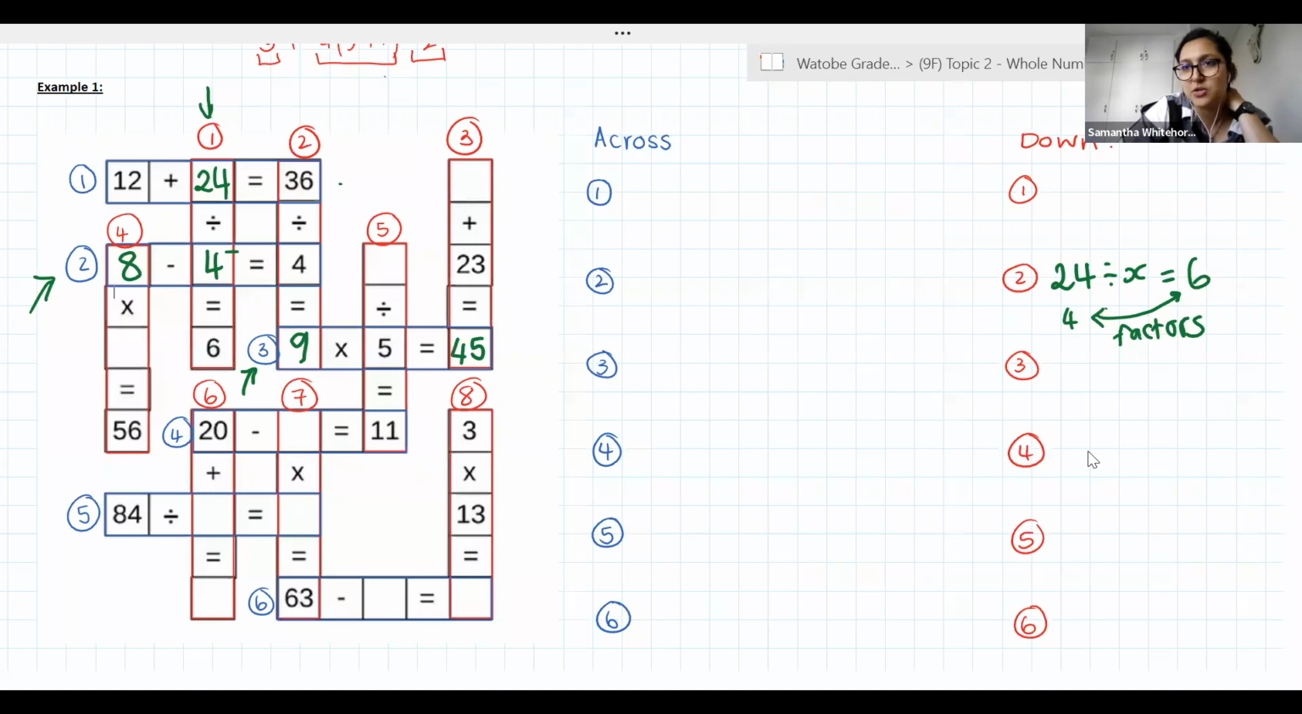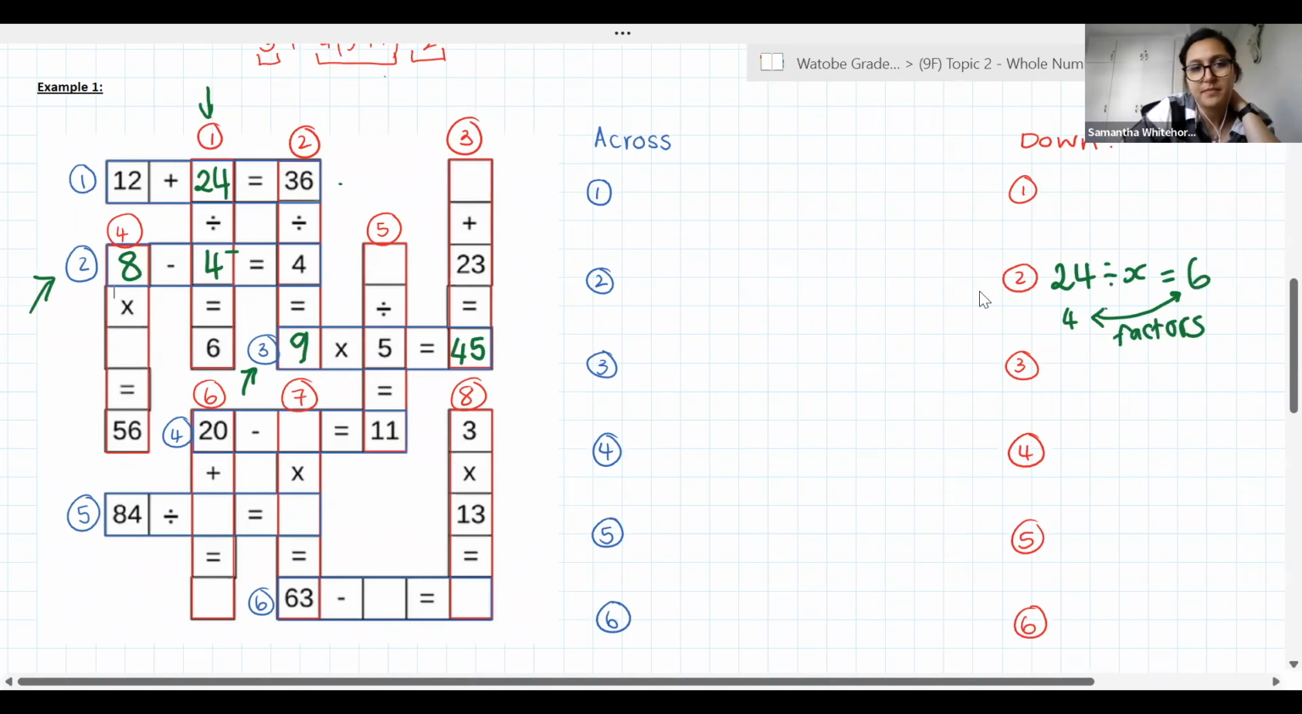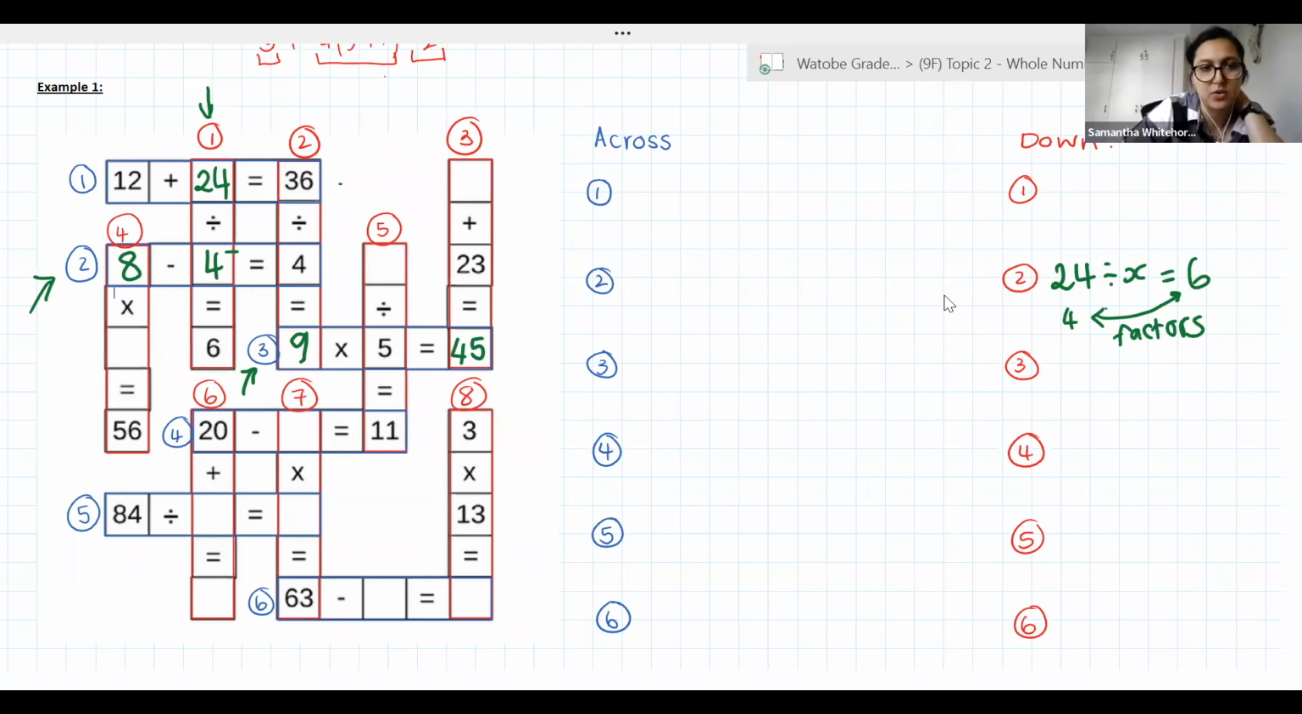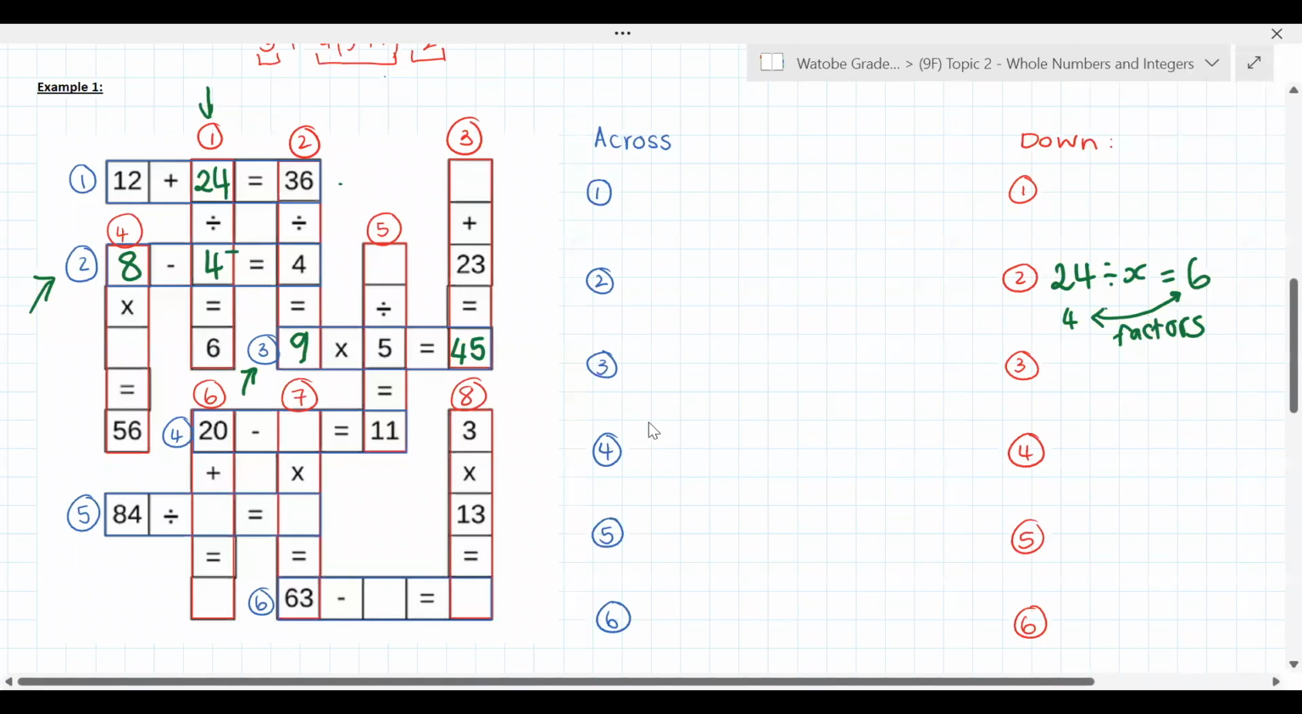Okay, Zoe, do you want to try another one? Yes, ma'am. I want to try the 5 down. 5 down. Okay, cool. I'm ready. I took the 11 and I multiplied it by 5, and my answer is 65.